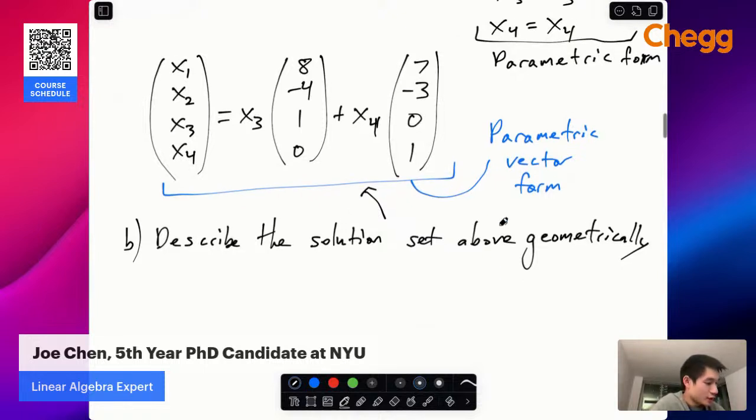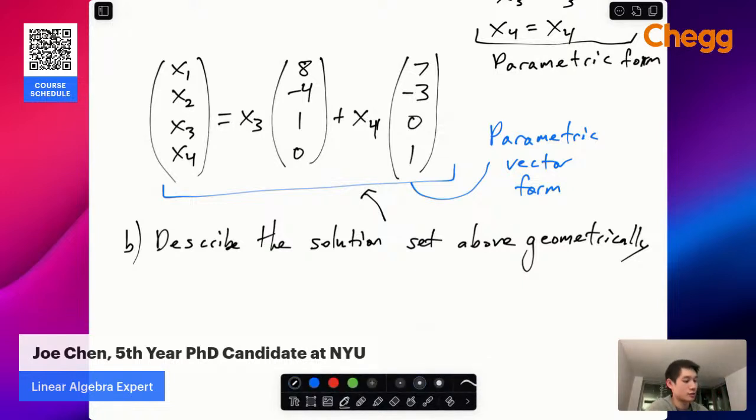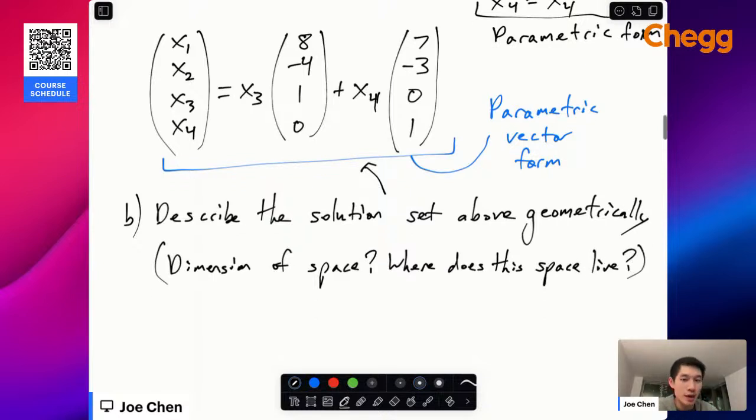But okay, so at least when I TA'd for this class, this type of question asks for two things. One is, well, maybe I'll write it down actually. So one is the dimension of the space. And the second is where does this set live? Or where does this space live? So what do I mean by that?